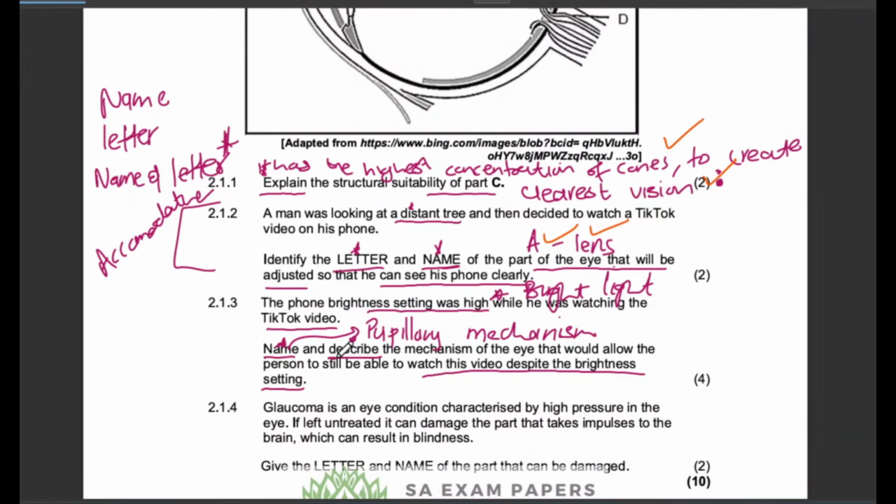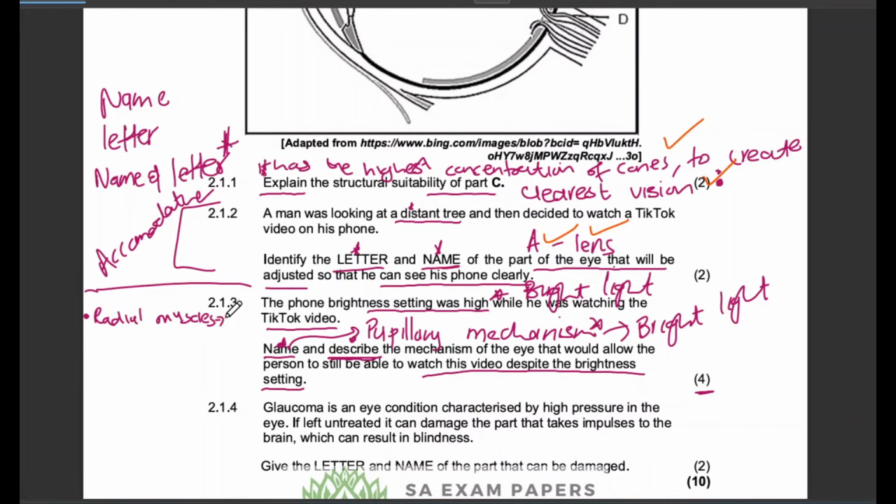We need to answer the second part of the question, which is to describe now pupillary mechanism. But now this is pupillary mechanism under bright light. Remember, with pupillary mechanism, the stimulus is light intensity. And now they've told us that the brightness settings were high. So that is bright light. Now, in this case, how are we going to describe now? And how many marks? 4 marks. So that means the first mark will actually be for naming, which we've done. And the next 3 marks are going to be for us describing. So the first thing that we speak about is the muscles. And we have 2 types of muscles there. You speak about the radial muscles.